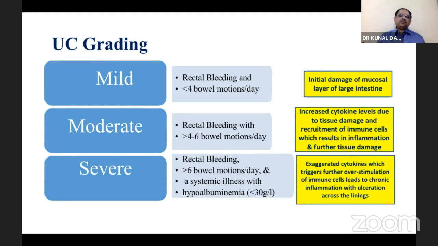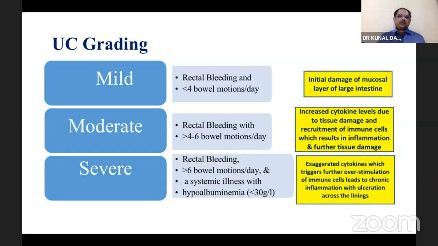So once we have diagnosed ulcerative colitis, how do we grade it? How do we clinically grade? It is clinically graded as mild, moderate, and severe. Mild disease is one where there is rectal bleeding, but the bowel motion frequency is less than 4 per day. It may be only initial damage of the mucosal layer of the large intestine, maybe only the rectum is involved.